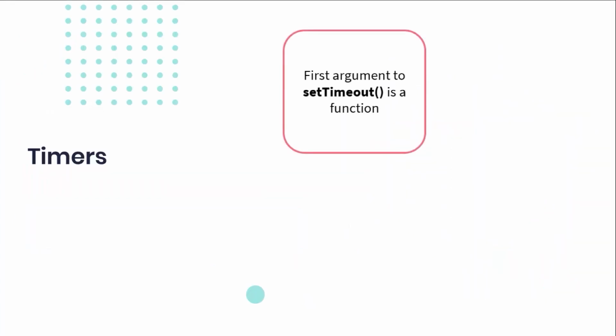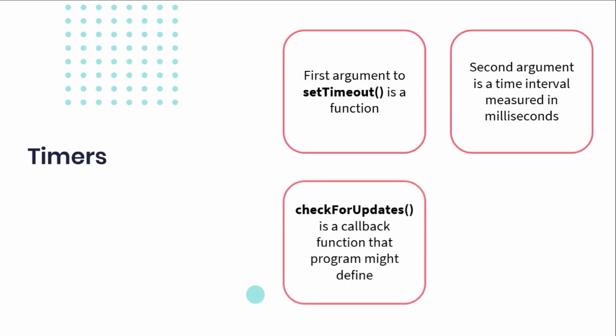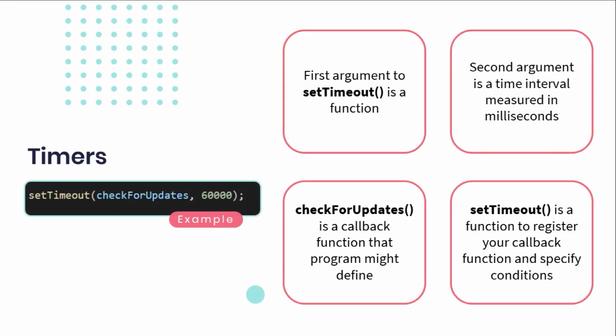The first argument to setTimeout is a function, and the second argument is a time interval, measured in milliseconds. In the example, a hypothetical checkForUpdates function will be called 60,000 milliseconds, or 1 minute, after the setTimeout call. checkForUpdates is a callback function that your program might define, and setTimeout is the function that you invoke to register your callback function and specify under what asynchronous conditions it should be invoked. setTimeout calls the specified callback function one time, passing no arguments, and then forgets about it.